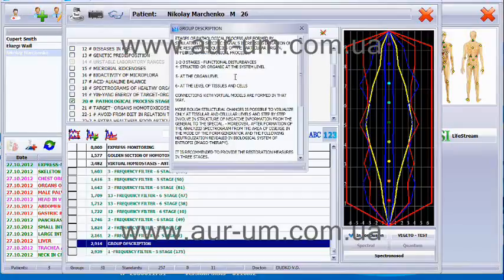Stage 1, 2 and 3 refer to functional disturbances in the system. Stage 4 would show a structural or organic change at the system level. 5 would indicate change at the level of the organ, and 6 would indicate the highest stage, that means changes at the level of tissue and cells.